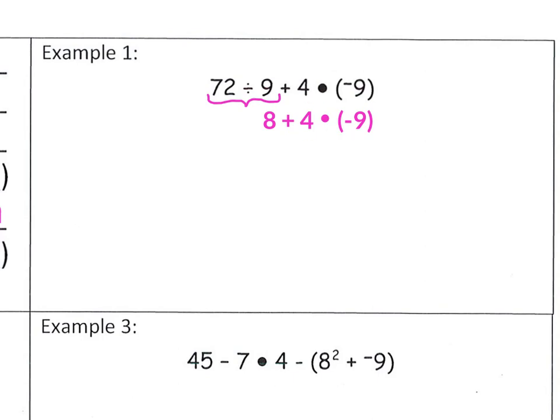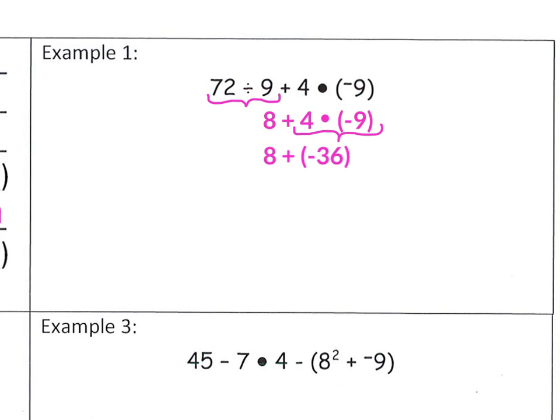So now I'm again going to look to see what is the next thing I need to do for order of operations. The next thing that I see is this multiplication, because again, we're looking for multiplication and division left to right. We already did the division, so now we're going to multiply 4 times the -9. 4 times -9 gives me the -36.